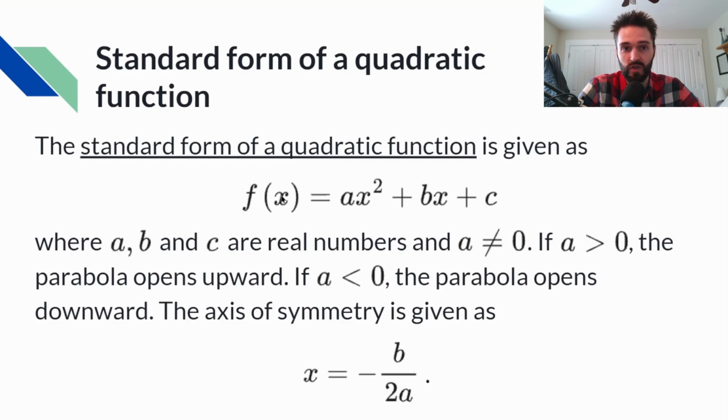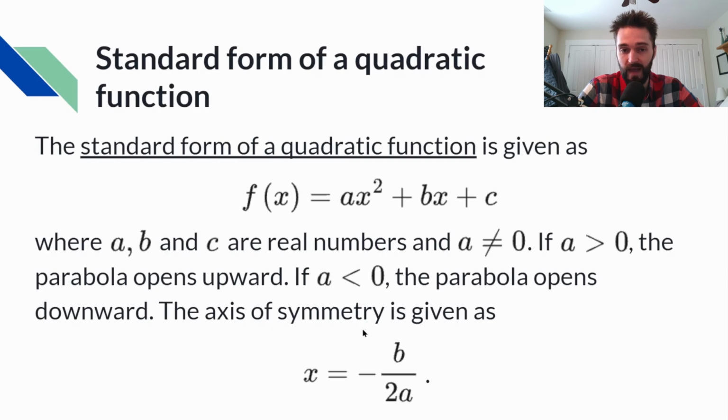All right? So if it's in standard form like this, we can just look at the equation. We can just look at this number a and determine some characteristics about the parabola. Okay? And the axis of symmetry is given as x equals minus b over 2a. Remember, the equation of a vertical line is x equals something, right? X equals some number.